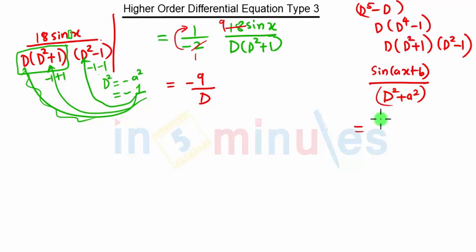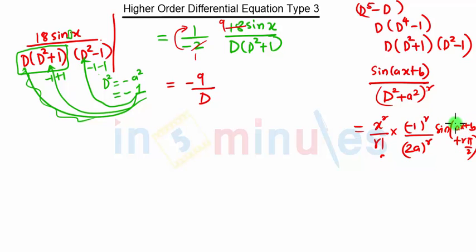Then the solution for this in type 2 is given by x raised to r upon r factorial, where r is the power, into minus 1 the whole raised to r upon 2a the whole raised to r into sin of ax plus b, which will remain as it is, plus r pi by 2. So this is the solution for the part which is creating problem. So instead of this we are going to represent this.